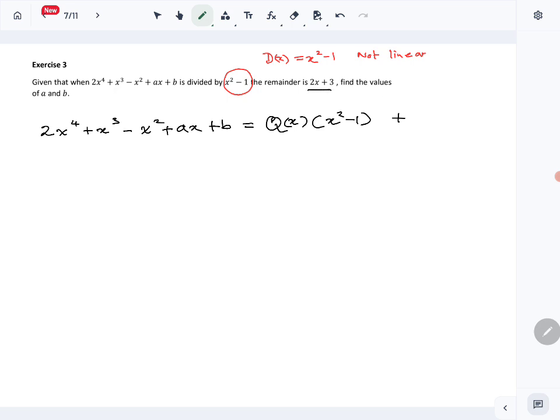That is given, no? It's correct also, no? Divisor is second degree, then the remainder has to be first degree. So 2x plus 3. Let's write that down. Okay. So now how many unknowns do we have? 2 unknowns. We need to find 2 unknowns. So then we have to create a couple of equations, 2 equations. So how to do that? And we don't know the quotient.